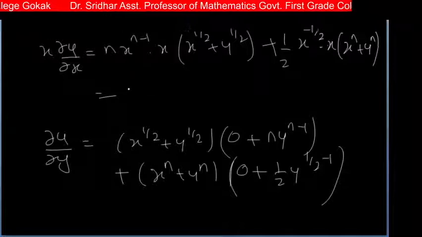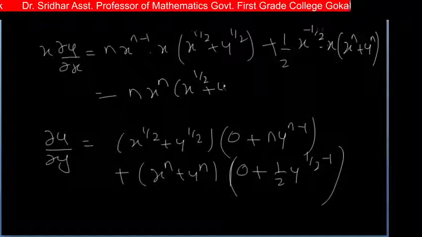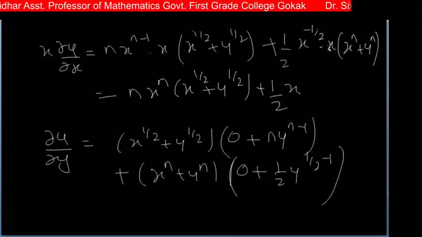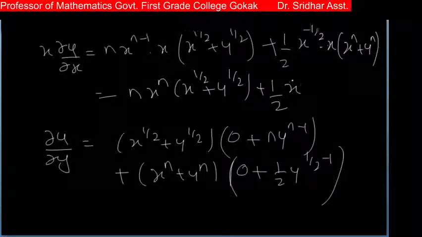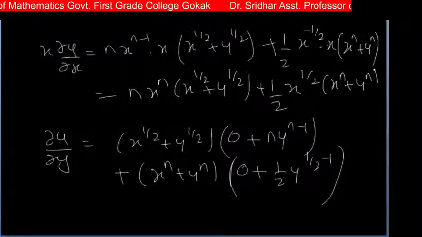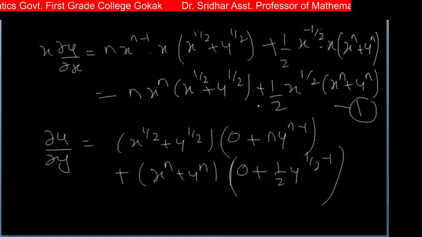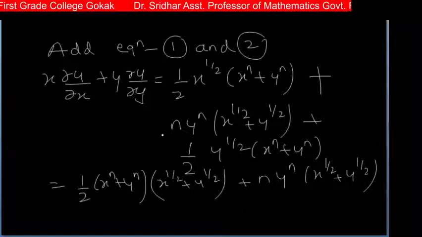And after simplifying this, you will get x raised to n into x raised to 1 by 2 plus y raised to 1 by 2, then plus 1 by 2 into x raised to, here x raised to 1 and x raised to minus half, so 1 minus half is half, so 1 by 2 into x raised to n plus y raised to n. So this is x dou u by dou x. Now this is equation 1. Now adding equation 1 and 2.